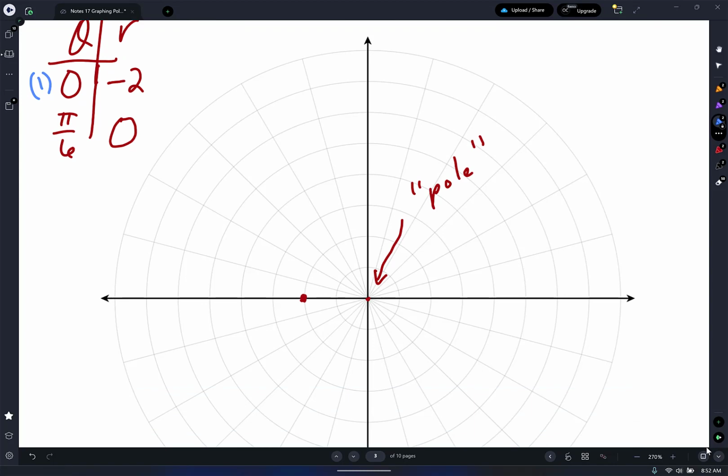That is 0.1, 0.2. We'll talk about... Oh, you okay, miss? Okay, we'll talk about how to connect it in a little bit.